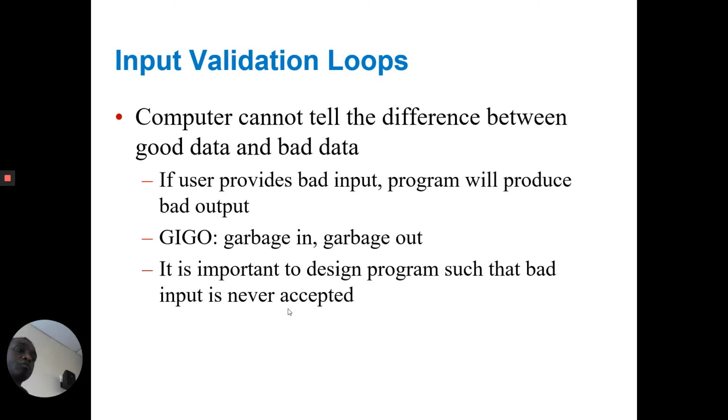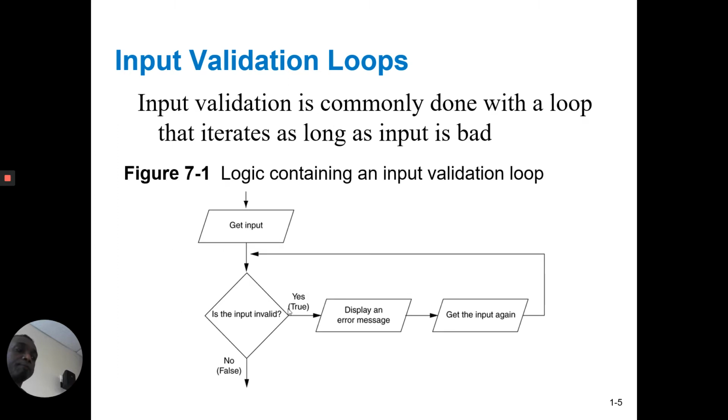A computer cannot tell the difference between good data and bad data. This is where the question comes in: is the computer smart enough? The computer is only as smart as the program or the developer. If you didn't do any check, the computer will just take it. If your user provides bad data, a program will produce bad output. This is where GIGO comes in, garbage in, garbage out. It's important to design a program such that bad input is never accepted. Then you would have to use what's called a loop, which we will discuss later.